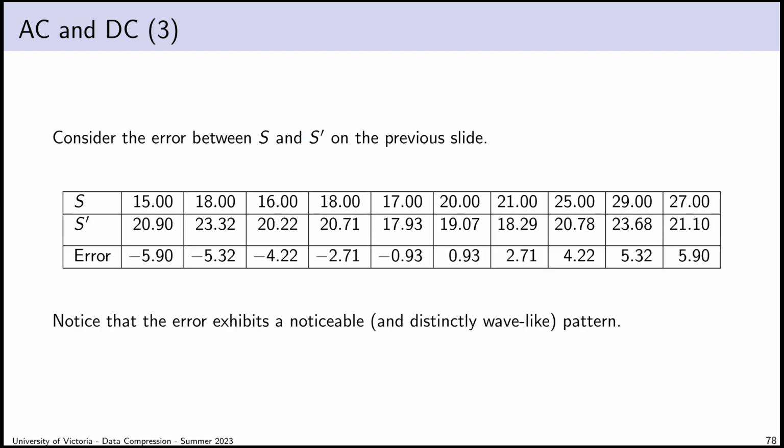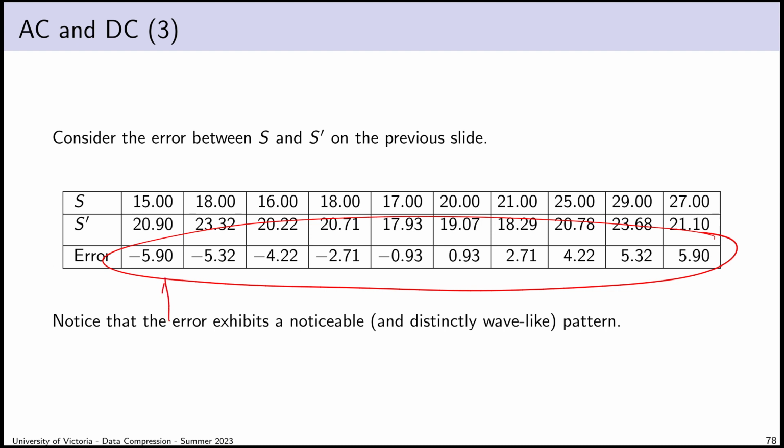But now I can actually look at the error. Let's catalog the amount of error per element of S. I'll look at the difference between the original sequence and the result of my inverse DCT. Negative 5.9, negative 5.3. Wait a minute. And over here, I've got 5.9, 5.3. Huh. It looks like the amount of error is mirrored, even though the values of S and S prime are different at every step. So 15 versus 20 down here versus 27 versus 21 up here. Even though the values of S and S prime are different, the error has a very noticeable pattern.